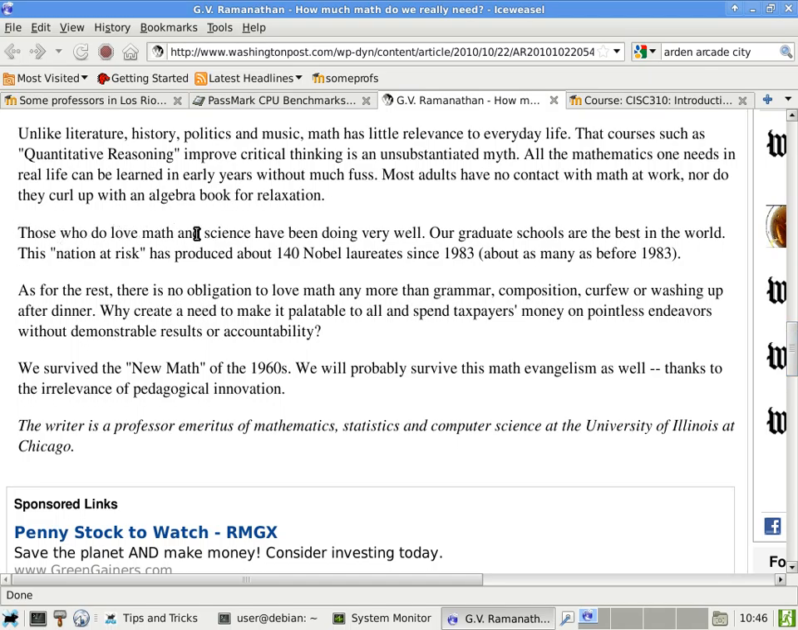Those who do love math and science have been doing very well. We have been producing the same number of Nobel Prize winners since 1983 as before 1983. What it did not break down is how many of those people are immigrants, first generation, second generation, and so on. I'm not suggesting that people who are born in the United States, including my own children, are lesser than immigrants. I'm talking about what education did they go through? Did it make a difference? Are you guys starting to see?